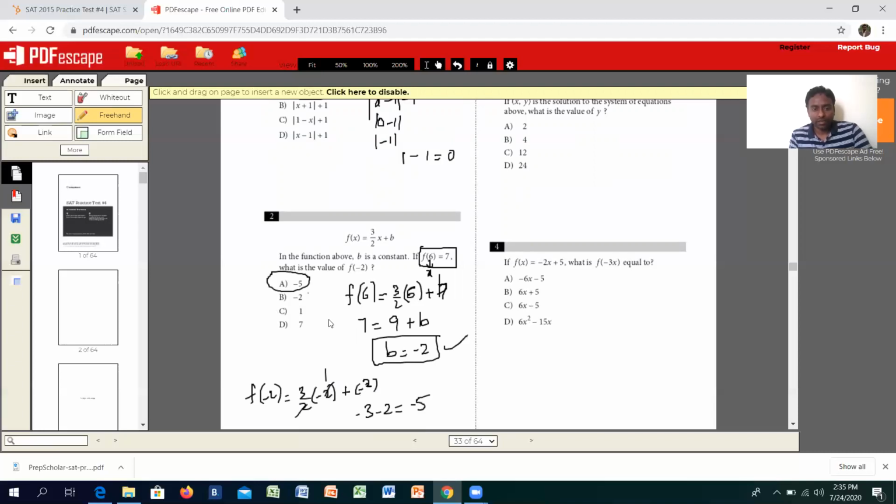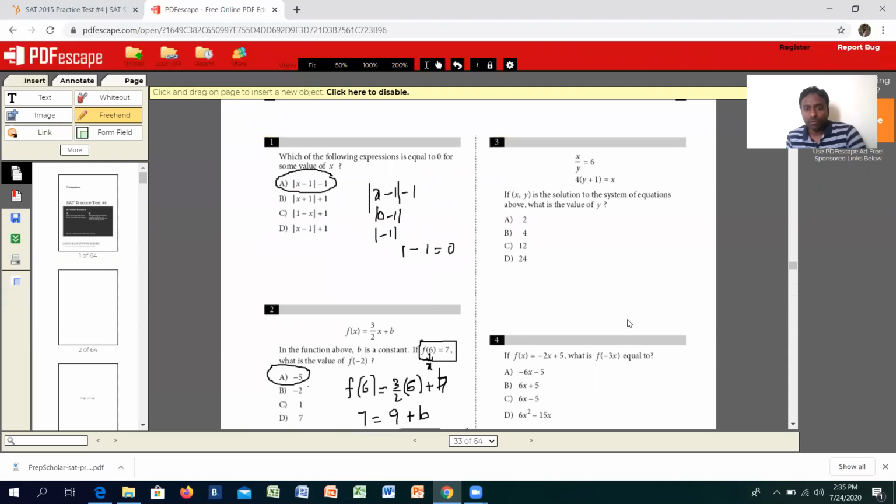Most of the students get confused the moment they get b is equal to minus 2, which is the option over here, which is tricky, and they tend to write this negative 2 as the answer, which is absolutely wrong. They are asking us to work out f of minus 2, not the value of b. Here b is negative 2, it's only a constant value.